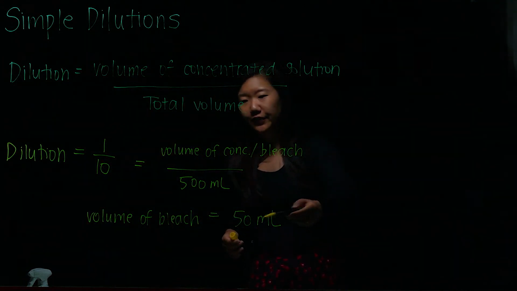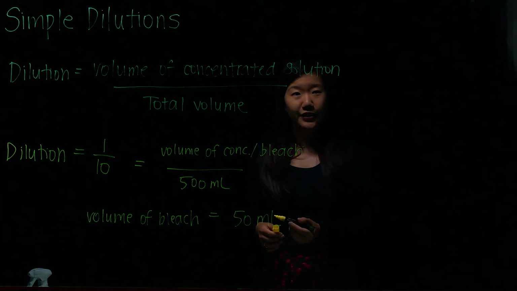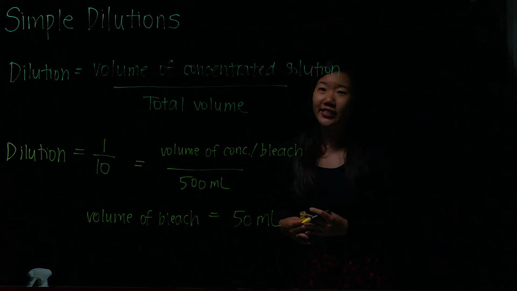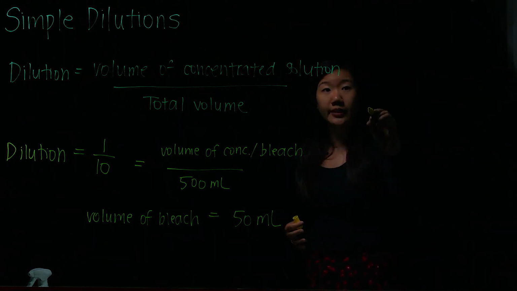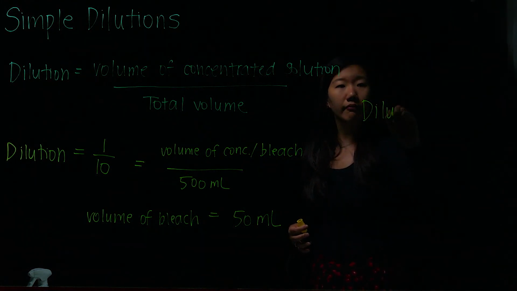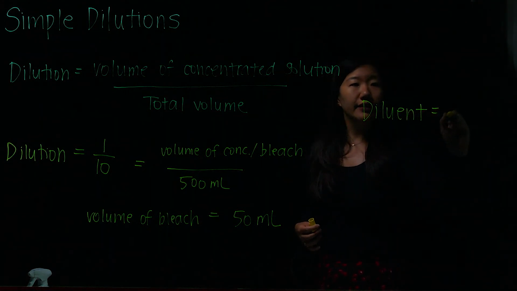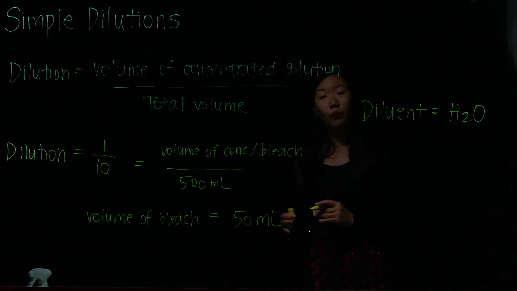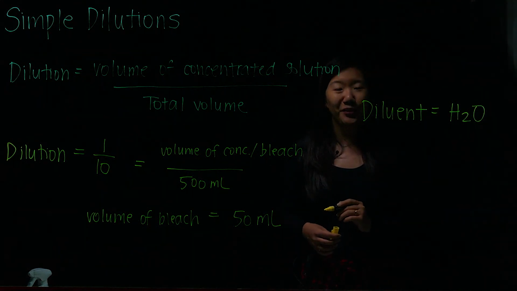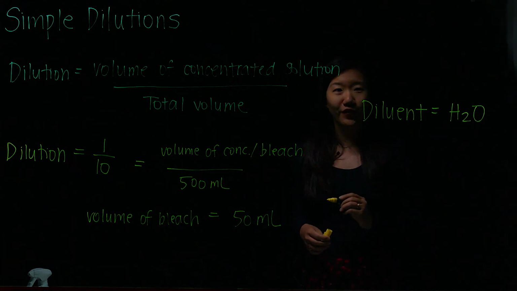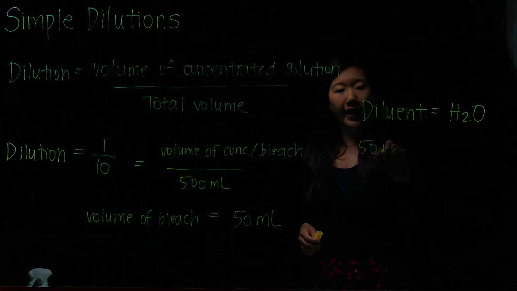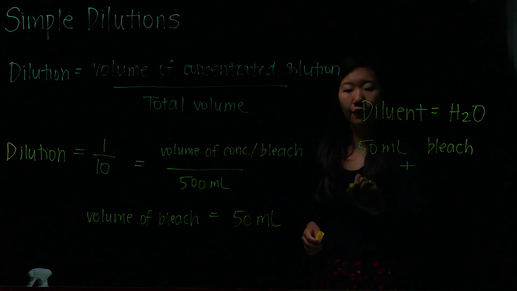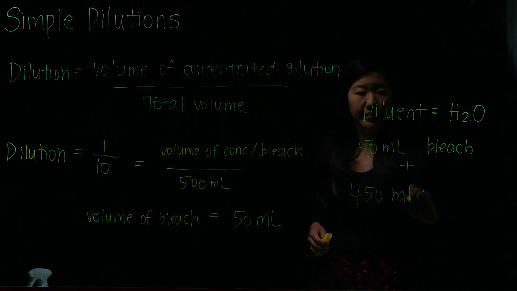So where does the difference between the 500 and the 50 milliliters come in? It's by adding your water. Okay? So another way to describe the water is diluent. The substance that you dilute your concentrated solution in. So to make a 1/10 dilution of bleach in 500 milliliters total volume, you would be adding 50 milliliters of bleach plus 450 milliliters of water.